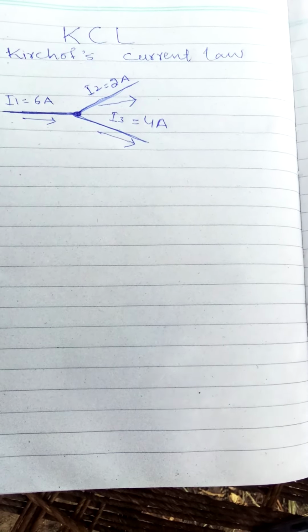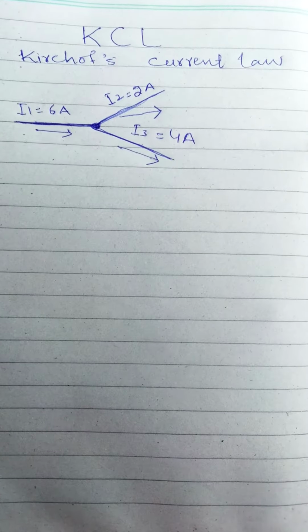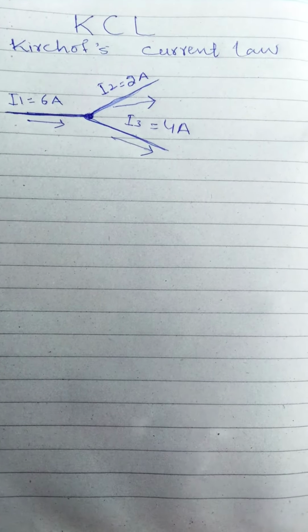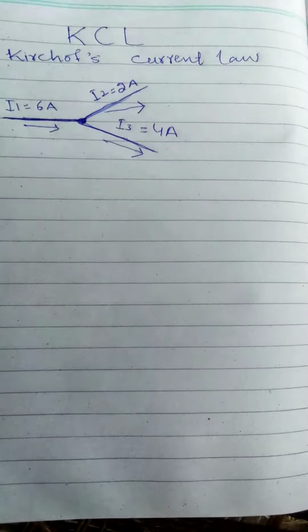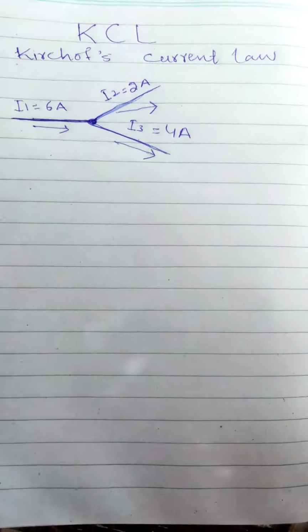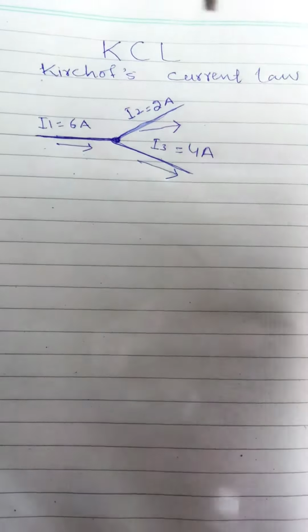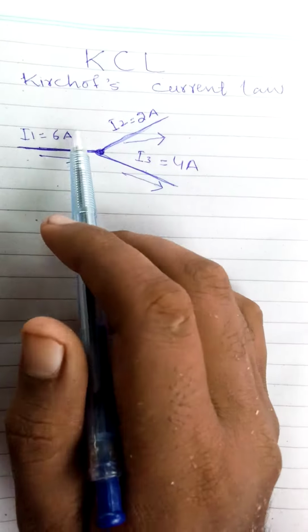In this lecture we discuss some examples of KCL. In the previous lecture we already discussed Kirchhoff's current law, and the theory is clear. So now we solve an example. We take a simple example.